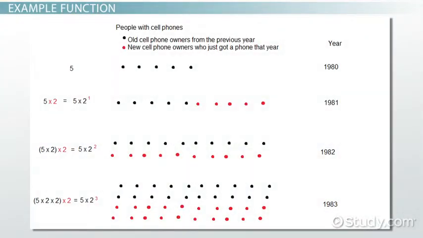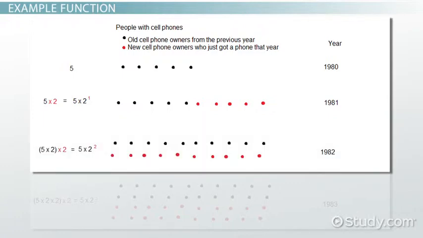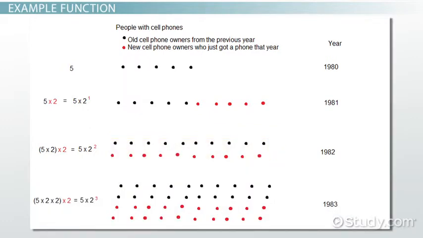In the first year, we multiplied that by 2. In the second year, we took our number from the first year and multiplied that by 2. This gives us 5 times 2 times 2, which equals 5 times 2 squared. The result was 20 people. In the third year, each of those 20 people convinced a friend to get a phone, so we simply had to multiply by 2 again. This gave us 5 times 2 times 2 times 2, or 5 times 2 to the third power, which equals 40. You can see the pattern here.